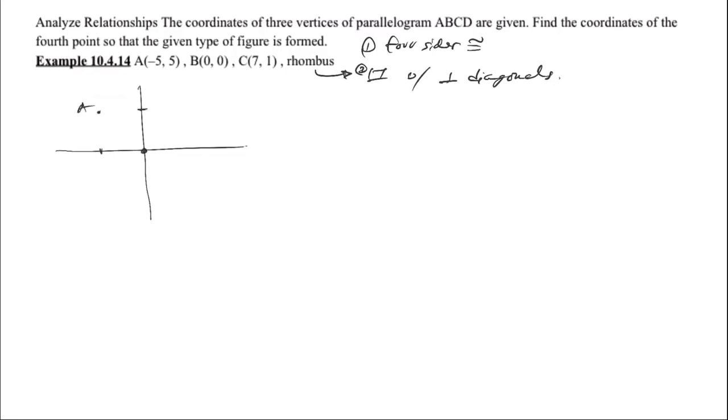C is at 7, which is more than 5. So it looks like this. So D should be here somewhere, but it should have the same slope as this, right? So it's kind of like they have to be parallel. So it appears that D should be about here.